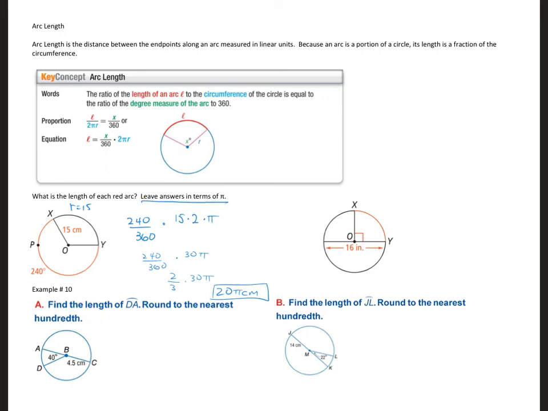In example 10, we're going to round. Here, I know that the central angle is 90, so this arc is 90. So I'm going to do 90 over 360 times, well, this time I have the diameter, so all I'm going to do is multiply this by 16 pi. So that's 1/4 times 16 pi. 1/4 of 16 is 4 pi inches. So I am finished. That is my arc length.